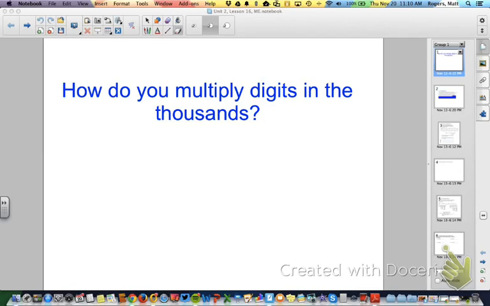Today we're here to talk about Unit 2, Lesson 16. We spent some time so far looking at 1-digit by 1-digit multiplication, 2-digit by 1-digit, 3-digit by 1-digit, 2-digit by 2-digit, and now we're going to do 1-digit by 4-digit. We're going to multiply to the thousands place.